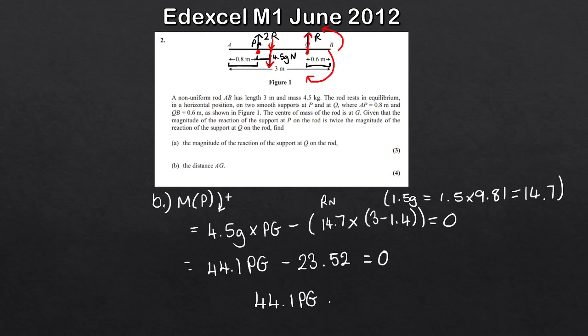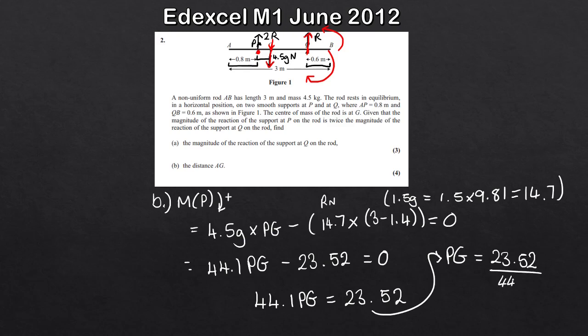44.1 PG is equal to 23.52. So therefore, PG is simply 23.52 divided by our 44.1 there. If you plug this into your calculator, it'll probably give you a fraction, but I'm just going to write this as 0.53 recurring. So what we've just worked out there is the distance from P to G, which is 0.53333, and so on.